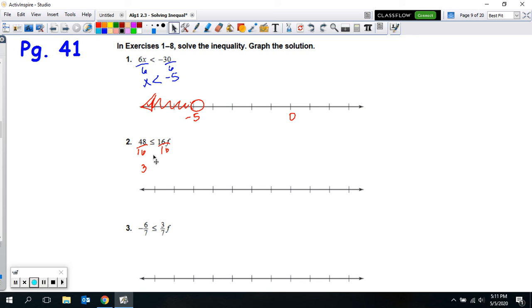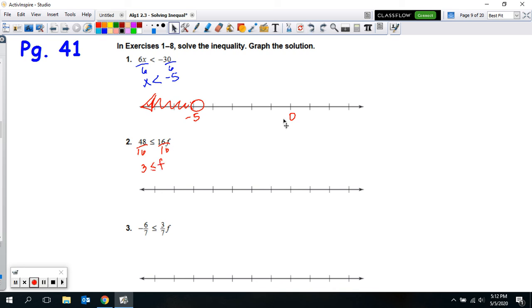But here again, you want to look and see, okay, do I flip it or keep it, just like that song was saying. This one we're dividing by a positive. So the number that's in front of the variable here is positive. We divide by a positive, so we keep that sign exactly facing the same direction. And here's our variable on this side.